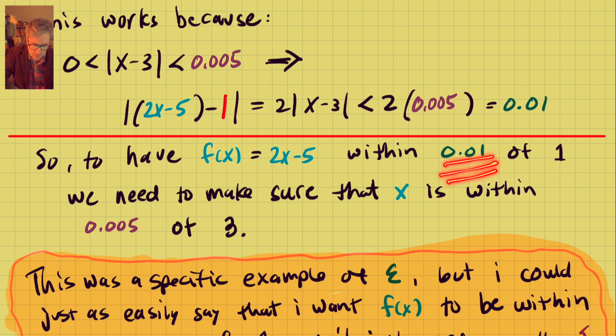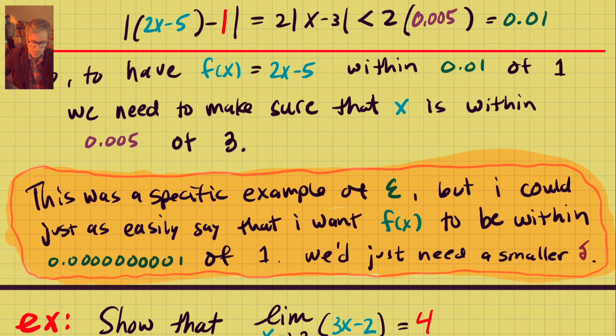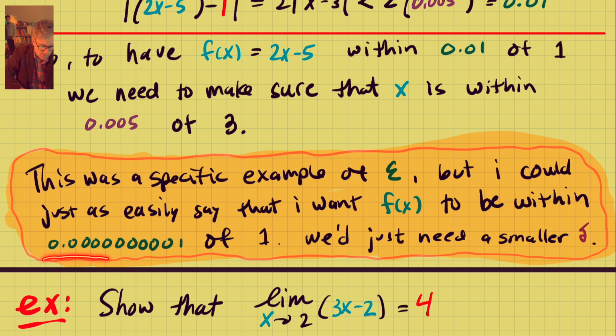And this is a great way to start the epsilon-delta examples, because it really is more concrete. We're talking about a concrete distance here, right? But the way to transition now is to think, okay, wait a second. This was a specific example, but I could just as easily say that I want f of x to be much, much closer. Instead of 0.01, what if I want 0.000000001? So what would I do then? What's my delta then? Well, in the same way, delta is just equal to 0.000000001 over 2, right? So you could just divide it by 2 again.